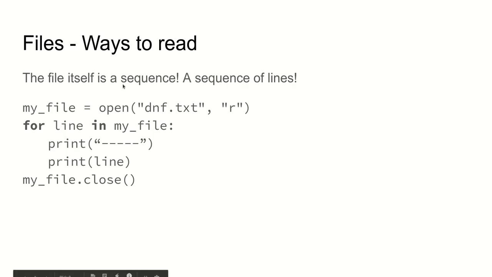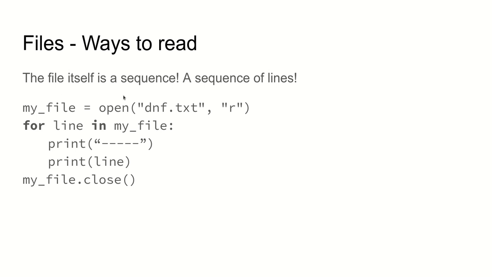Here's another way to read it, which I hinted at before. Because it is a sequence, it's a sequence of lines. I often will name things line when I'm looping through the things in a file, unless I have some much better name that's specific to what kind of data is in the file. This reminds me that what I'm getting is a line, not a word, not a character, but one whole line.